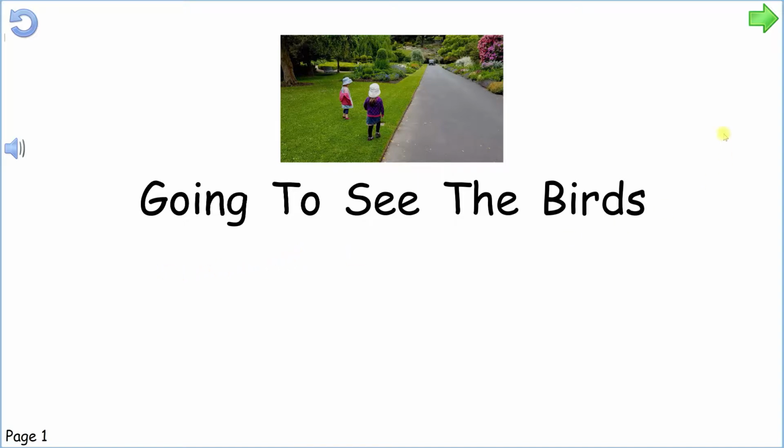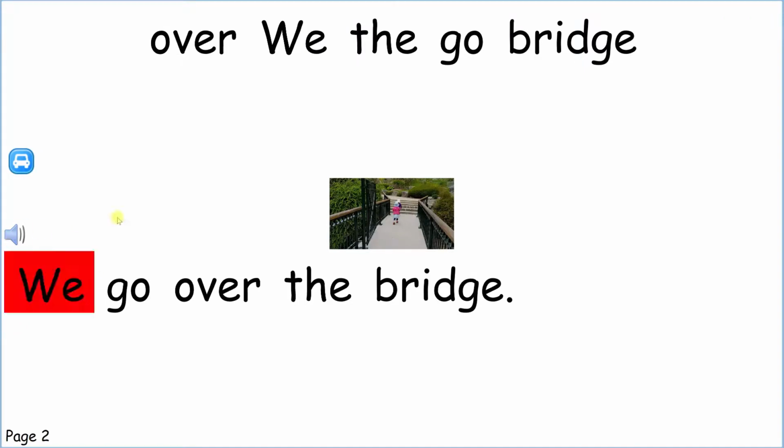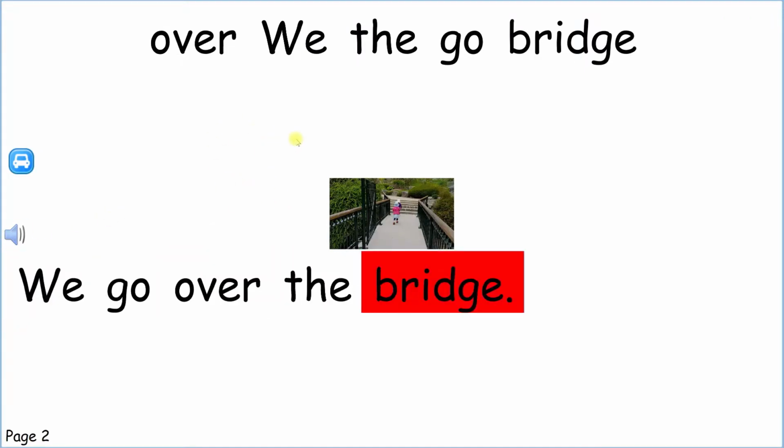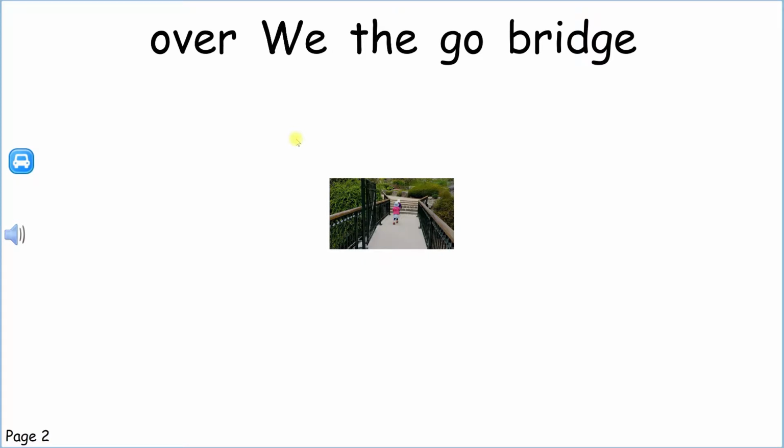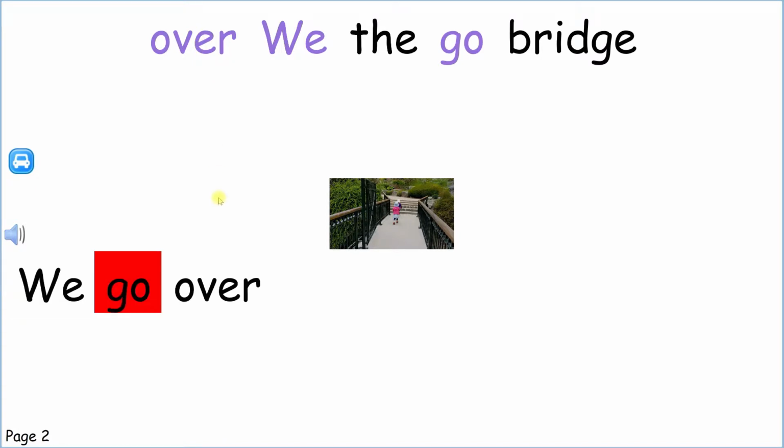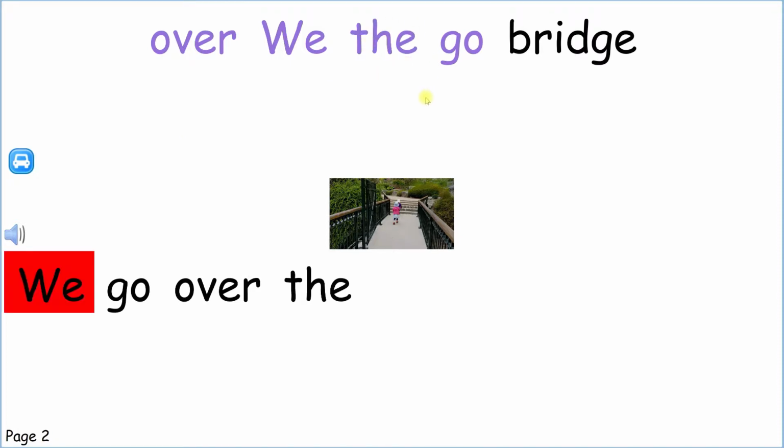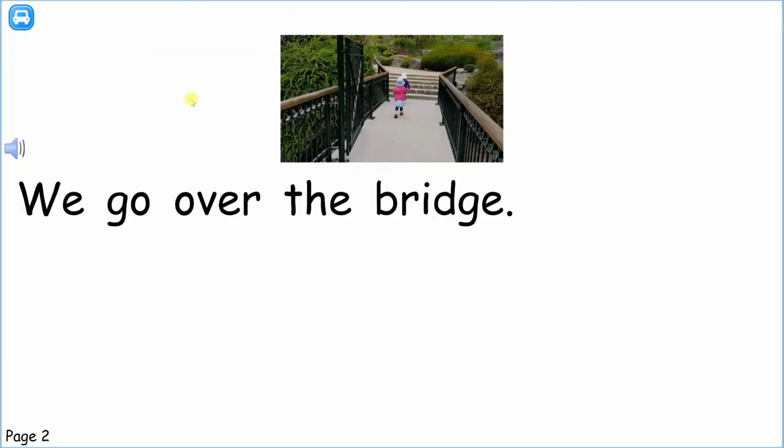To go to the next page, you just click on the green arrow. We go over the bridge. Click on we. And again, it's going to ask for the words in the right order. We. Click on go. We go. Click on over. We go over. Click on the. We go over the. Click on bridge. We go over the bridge.